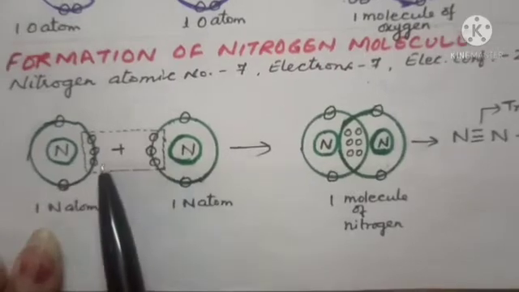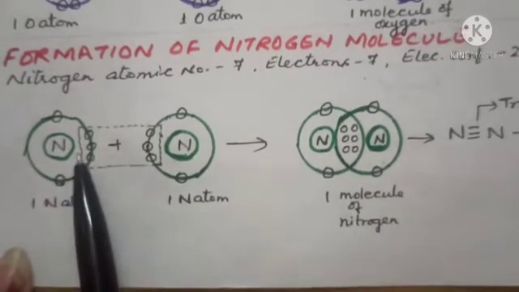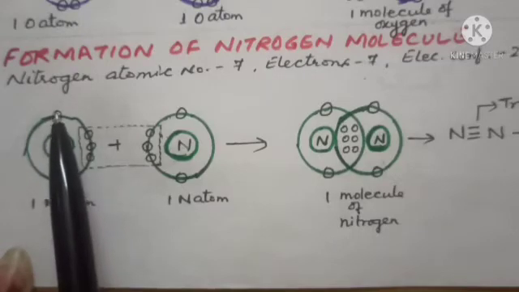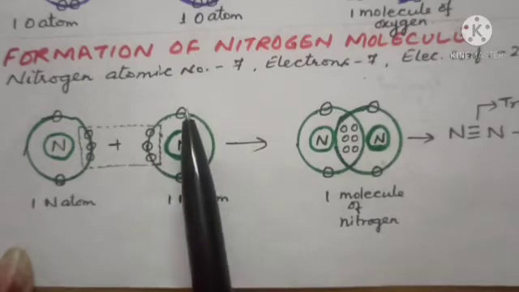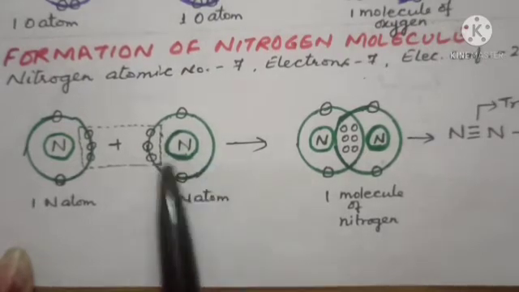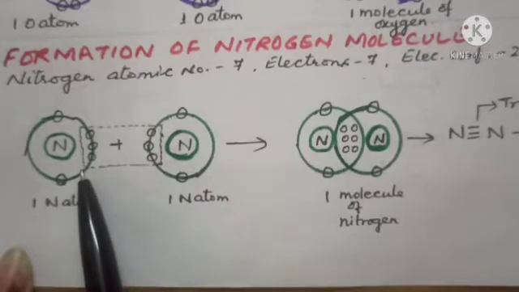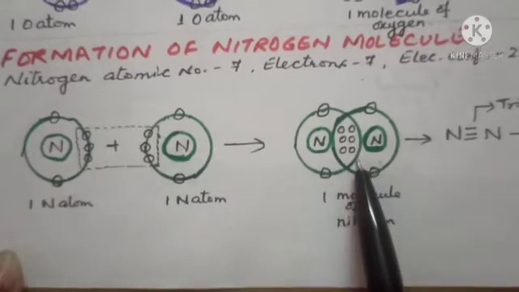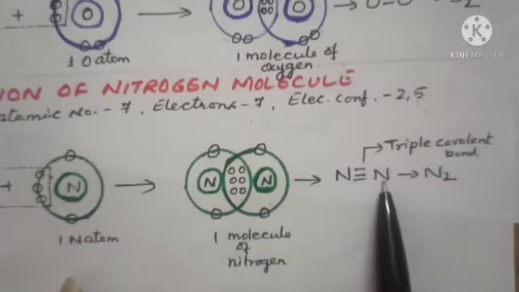So what will it do? It will share 3 pairs of electrons. Here the nitrogen atom is showing 5 valency electrons, right? This nitrogen atom is also showing what? 5 valency electrons. And what will they do? They share these 3 pairs of electrons and form a triple covalent bond between 2 atoms of nitrogen.